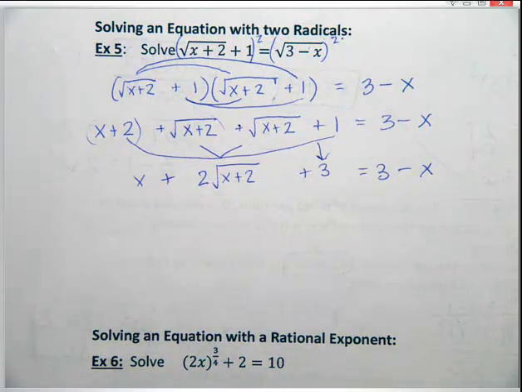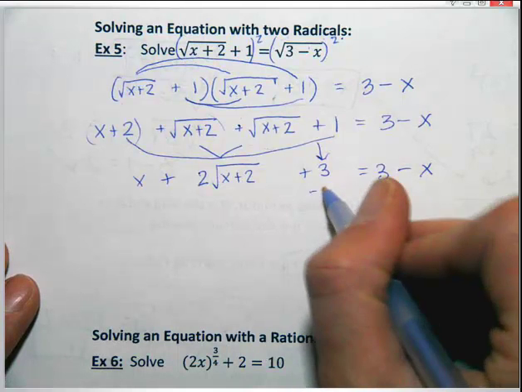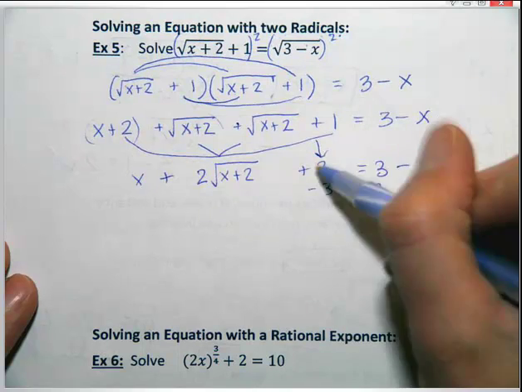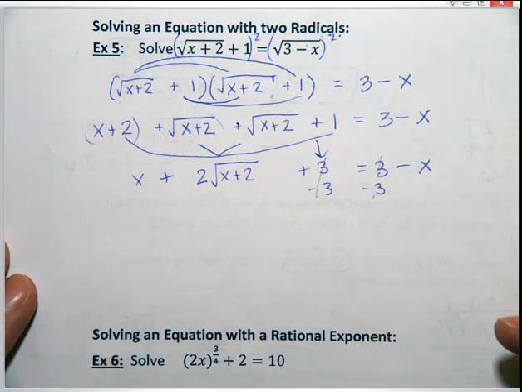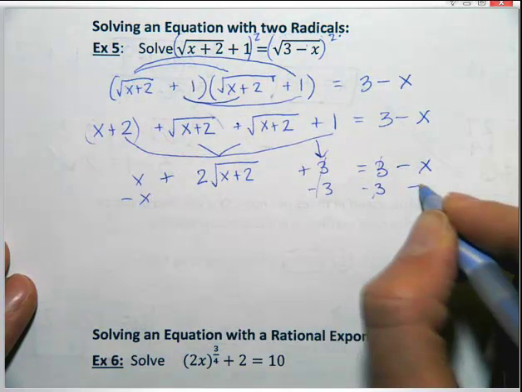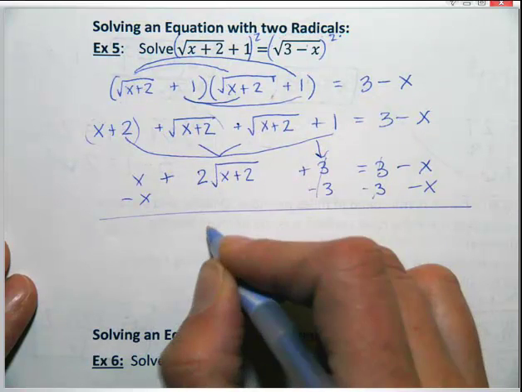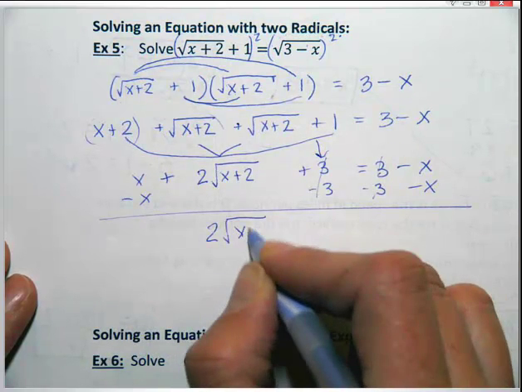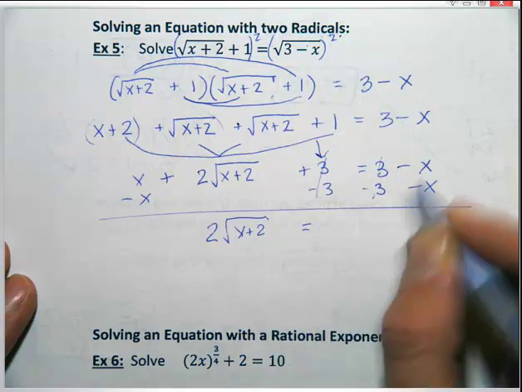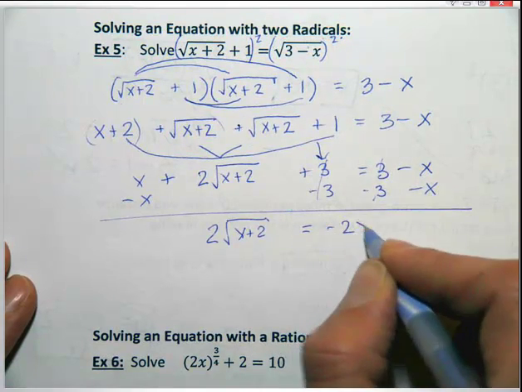I only have one radical left. Get everything else to the other side so I can get my radical alone and square again. And so I'm going to subtract the 3, which actually in this case, the 3's cancel out. I'm going to subtract the x. And so I have 2 square root of x plus 2 is equal to negative 2x.